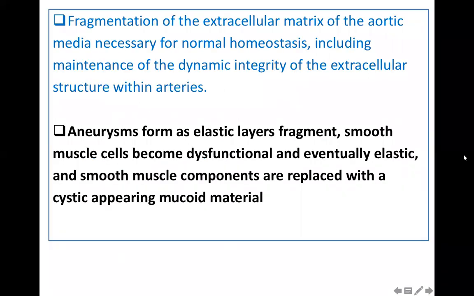The fragmentation of the aortic media: the normal homeostasis includes maintenance of the dynamic integrity of the extracellular structure within the arteries. The aneurysm forms as the elastic layer fragments, smooth muscle becomes dysfunctional, and eventually the elastic and smooth muscle components are replaced with cystic-appearing mucoid material. So it will lose the elastic recoil of the vessel.